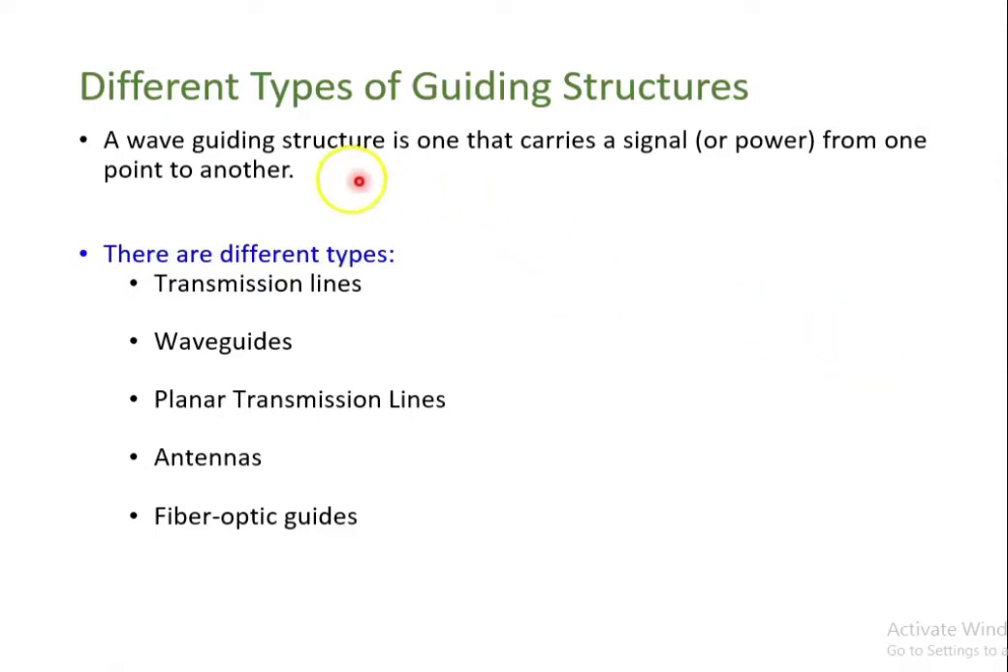Okay, we have a lot of guiding structures. So these all guiding structures is based on the applications of electromagnetic waves. The first guiding structure is a transmission line, followed by waveguides, planar transmission lines, antennas and fiber optic guides. Okay, so out of these guiding structures we are going to discuss the first 3. The remaining will be studied in your further semesters.